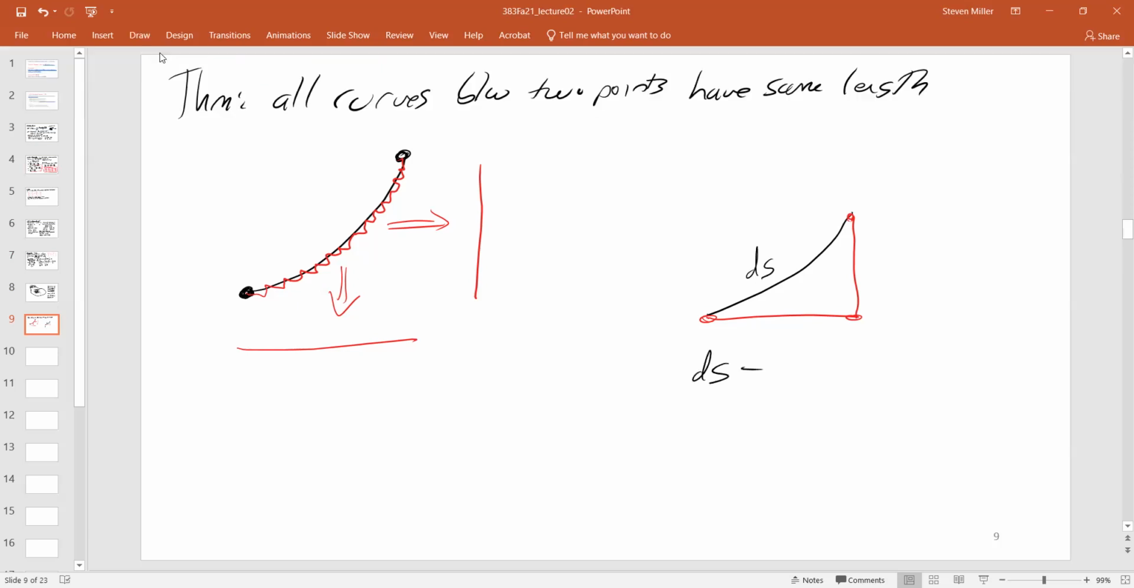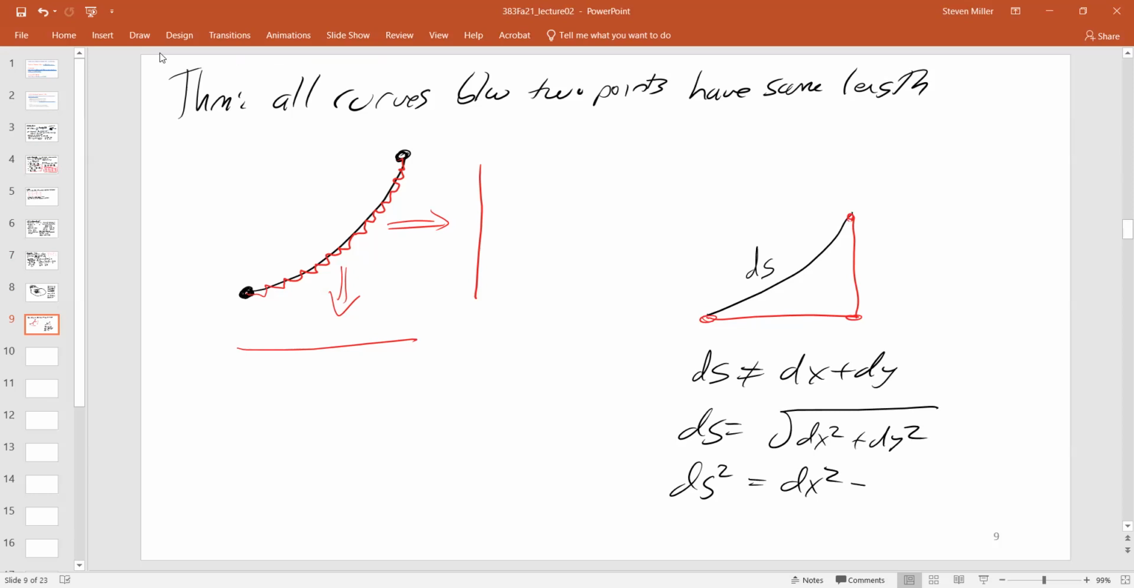And it's not ds equals dx plus dy, but it's actually ds is the square root of dx squared plus dy squared, or ds squared is dx squared plus dy squared. This is Pythagoras. And so I can't just say that even though the curves are close, the associated quantities are close as well. You've got to be very careful in arguments like this. It's the Pythagorean theorem that goes into play here.